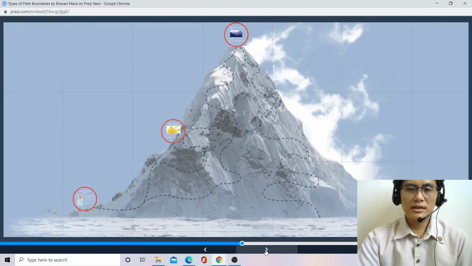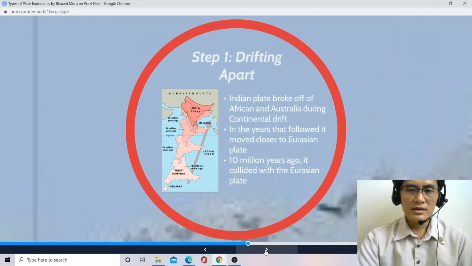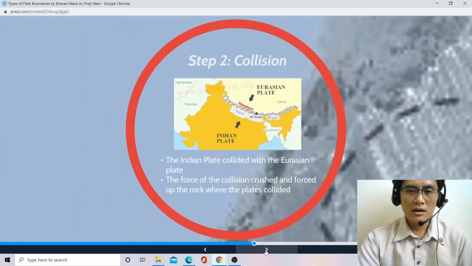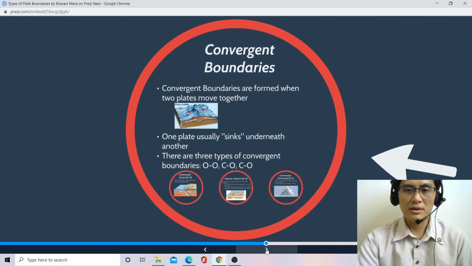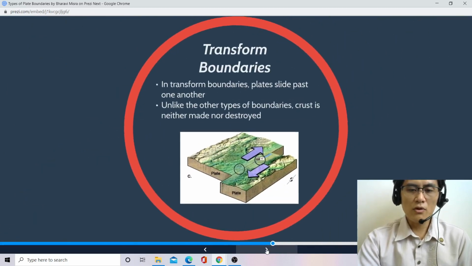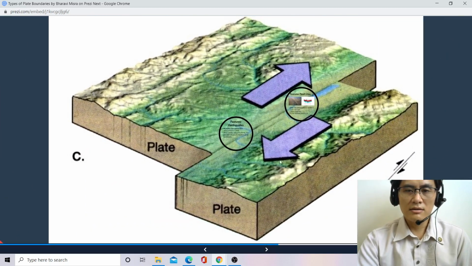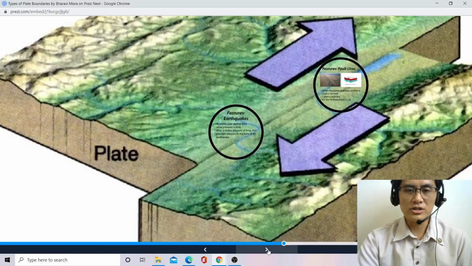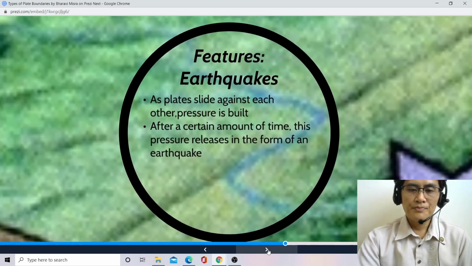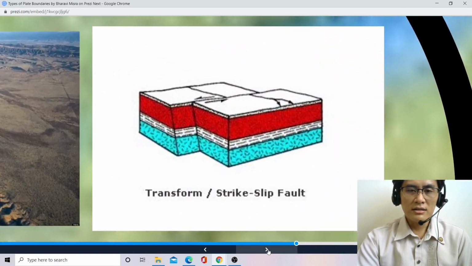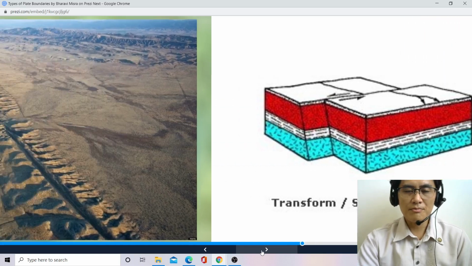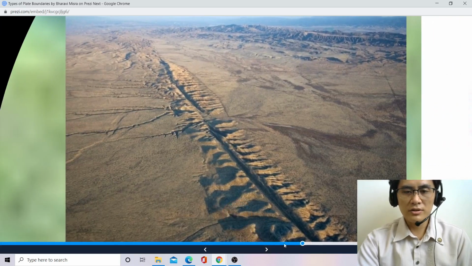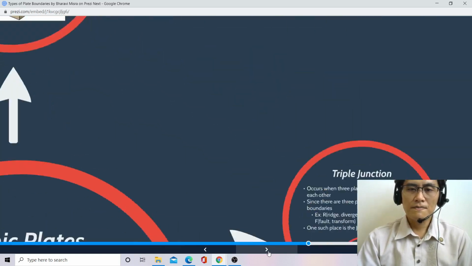Now, the last one is continental versus continental, and this is how India collides with the Eurasian plate, creating what we now call the Himalayas, the mountain ranges of Himalayas. Right, and then you have transform fault boundaries, which again the two pieces slide off each other by the edges, and this would create features like the strike-slip fault, and these features that we see in San Andreas fault.